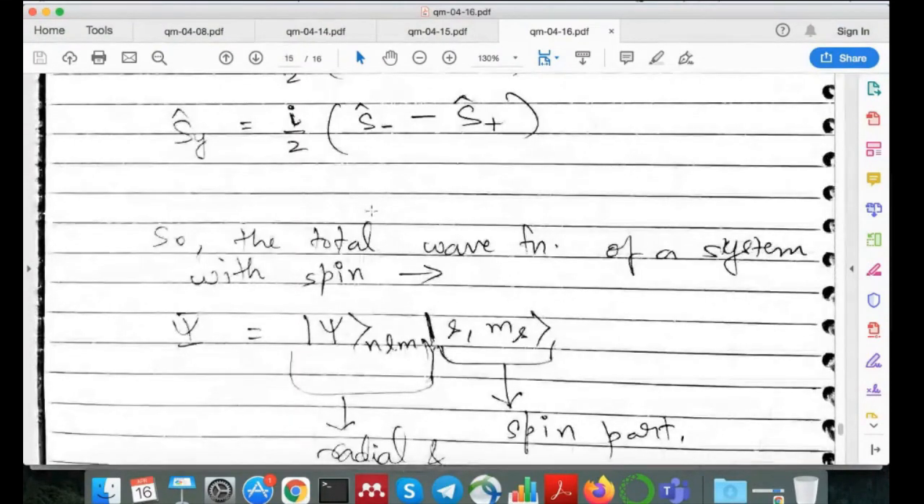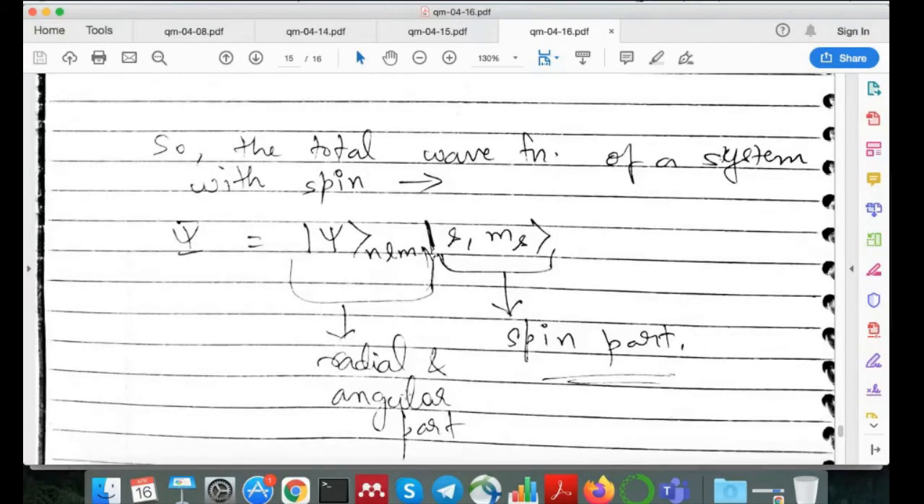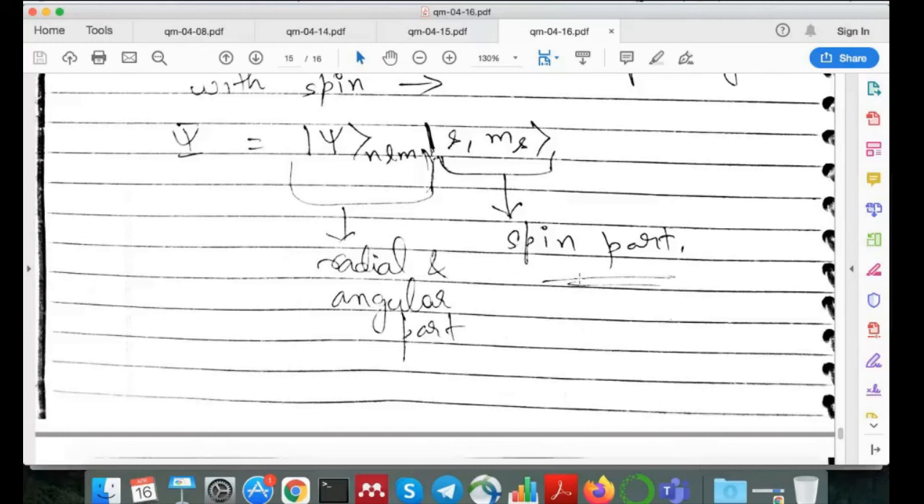Okay. So when a particle also has a spin, then apart from the wave function that is in terms of n, l, and m, you also need to multiply it with the spin counterpart. And the spin counterpart is s comma ms. So the total wave function is given by the radial and angular part of the wave function multiplied with the spin part of the wave function. This is how it is written. Any questions up to this part?